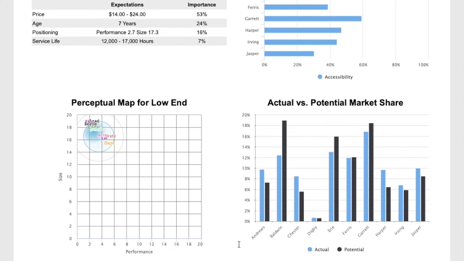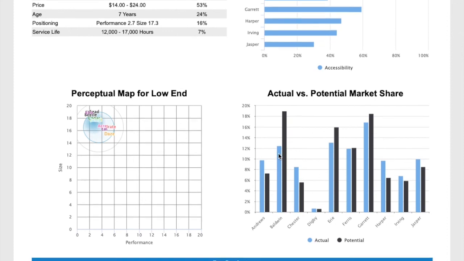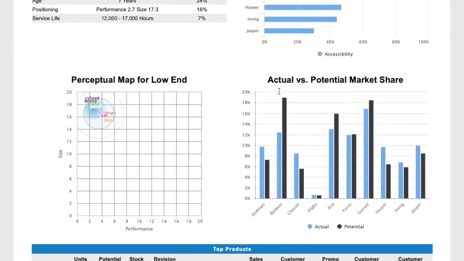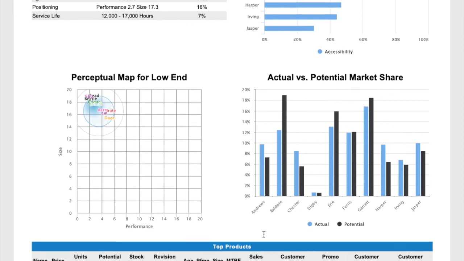And low end, so Team Digby or Team Baldwin, you can see that you still have pretty good potential to sell, but you're already stocked out. Then next time you probably need to have more projection, maybe try to sell more or produce more to meet the market demand. Otherwise, this potential part will be taken over by other teams.